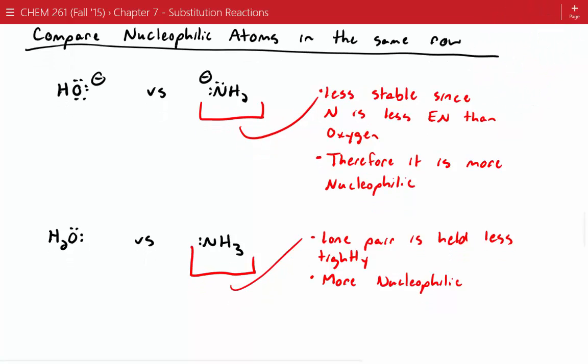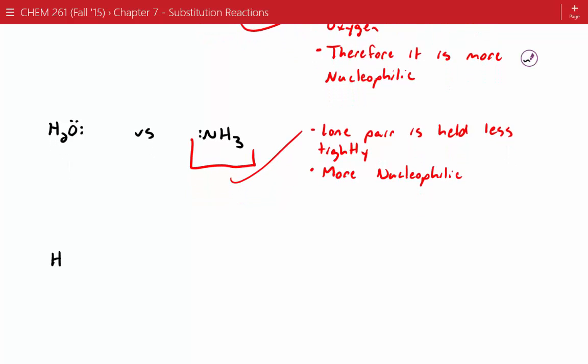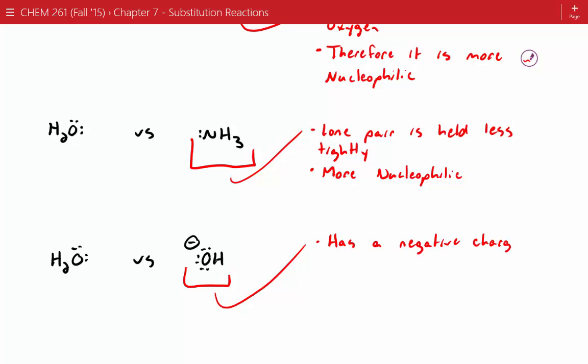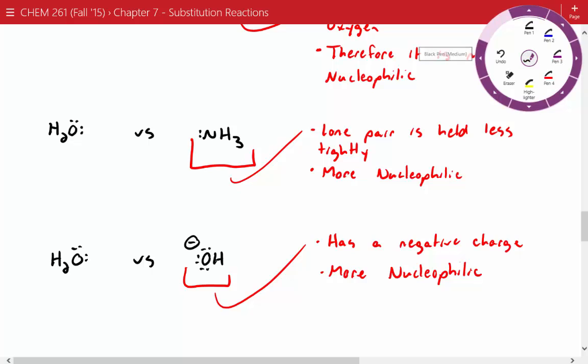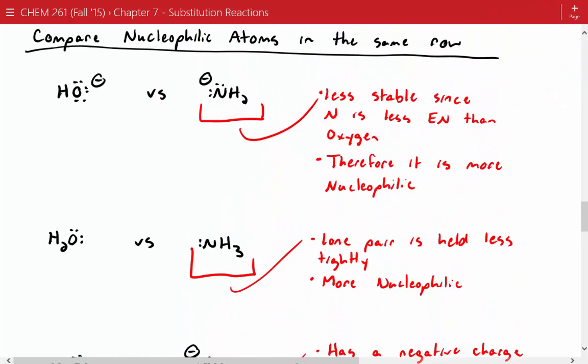All right, let's compare another one. Let's compare water versus hydroxide. Which one's going to be more nucleophilic? Yeah, hydroxide, right? That seems pretty apparent because it's got a negative charge, it's less stable. So we can say, all right, this one has a negative charge and is more nucleophilic. All right, so it's pretty easy when we're comparing across a row. The tricky thing is when we compare down a column. So let's make another list. We're going to compare nucleophilic atoms in the same column.